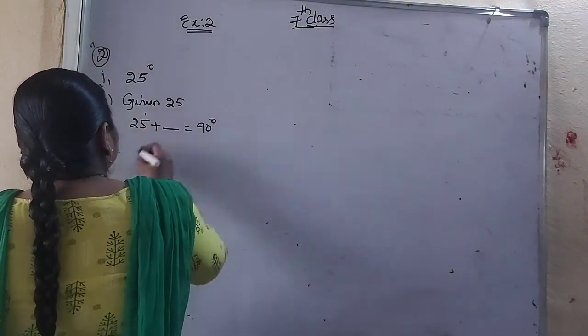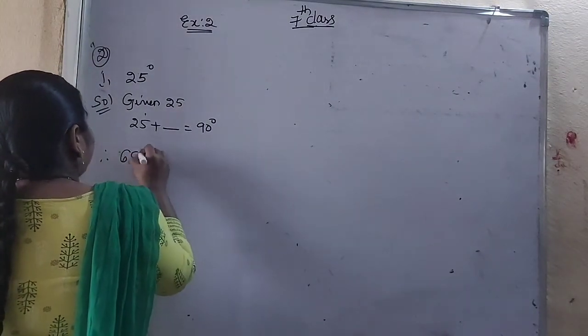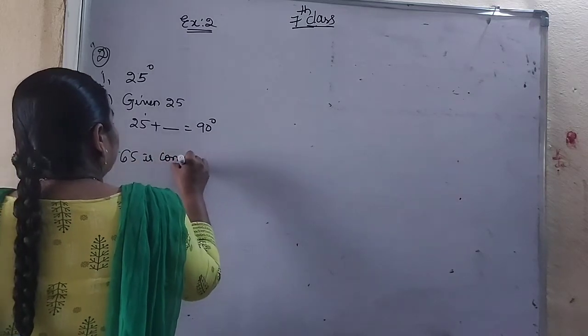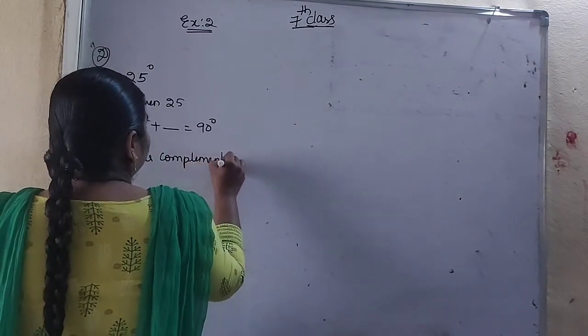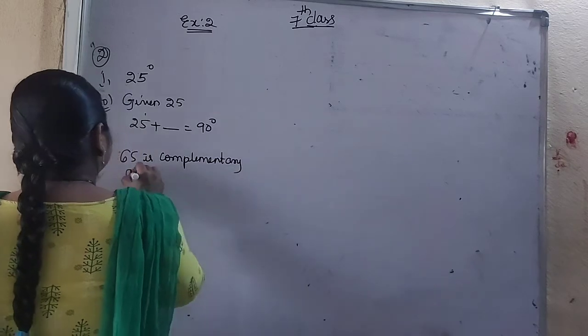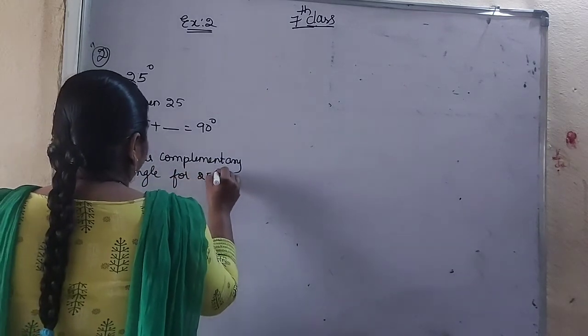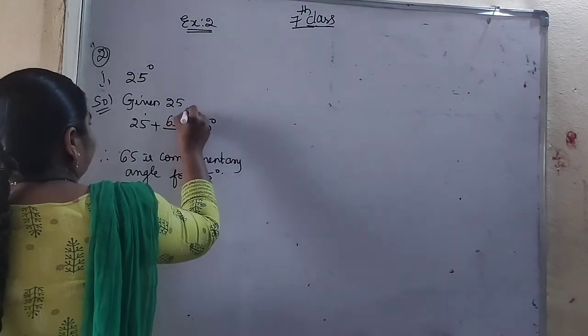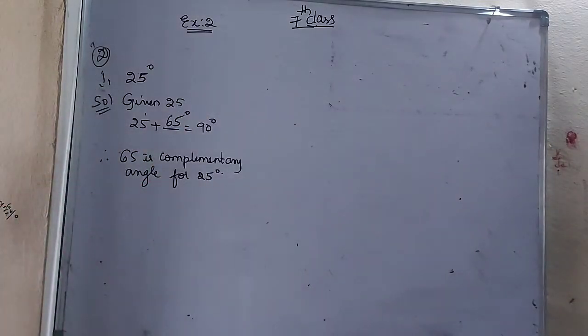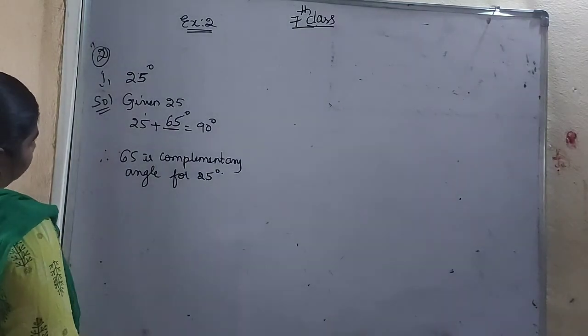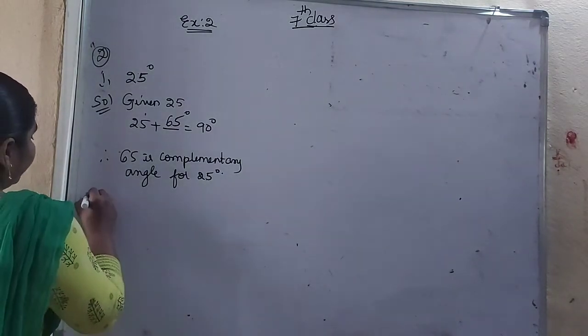So the complementary angle is 65. So 65 is the complementary angle for 25. So 25 plus 65 is equal to 90. Okay. So next, second one.